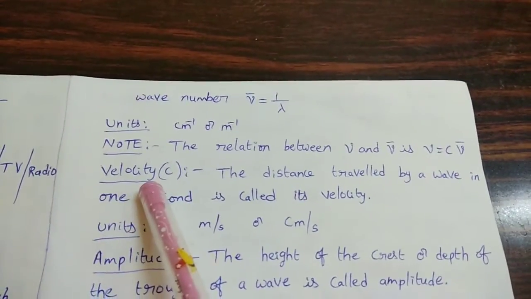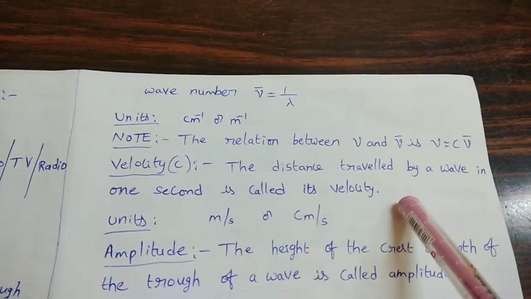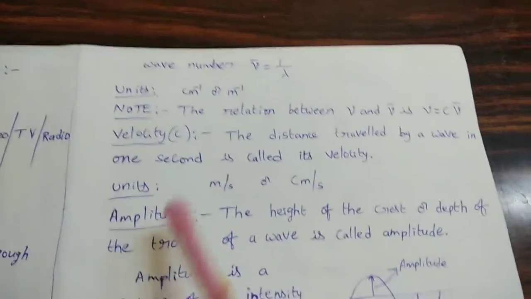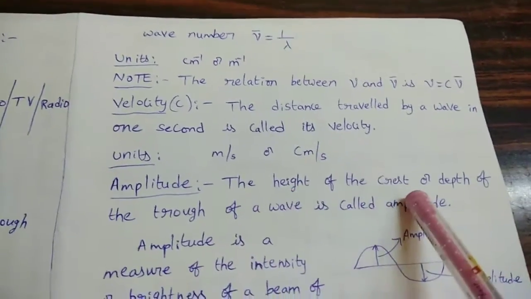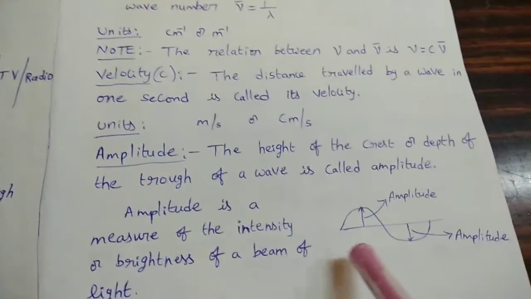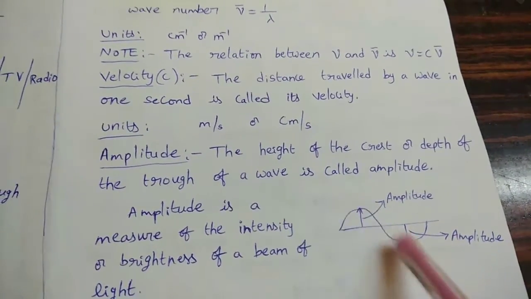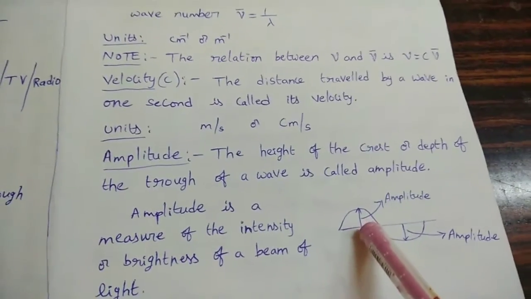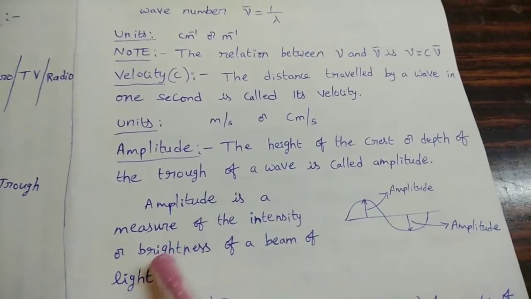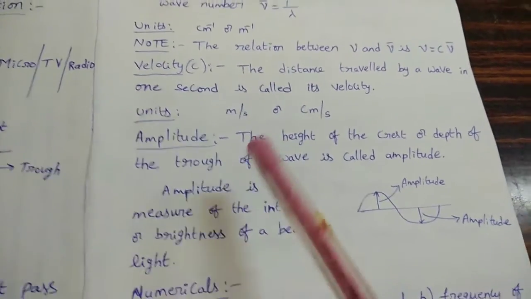Next, velocity c: the distance traveled by a wave in 1 second is called its velocity, units: meter per second or centimeter per second. Next, amplitude: the height of the crest or depth of the trough of a wave is called amplitude. In the diagram, we can represent one wave. This is the crest, this is the trough. This height is called amplitude. Amplitude is a measure of the intensity or brightness of a beam of light.